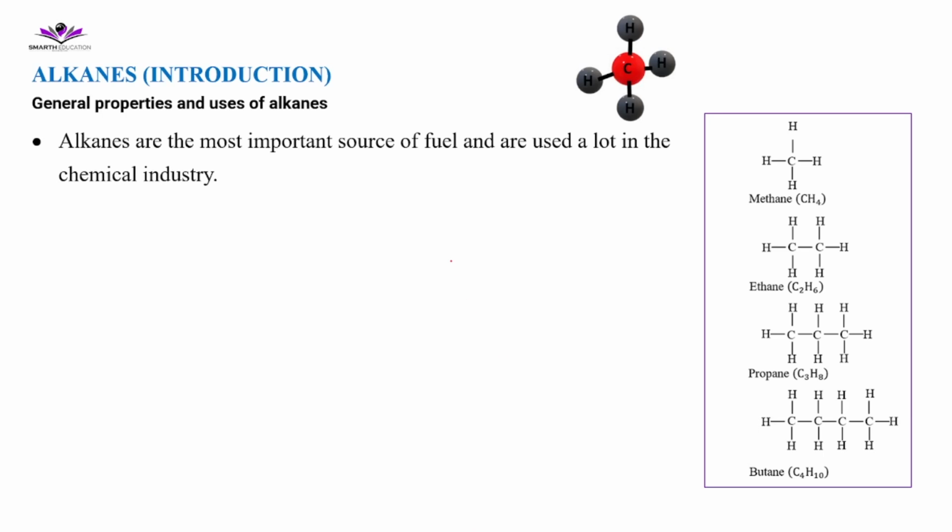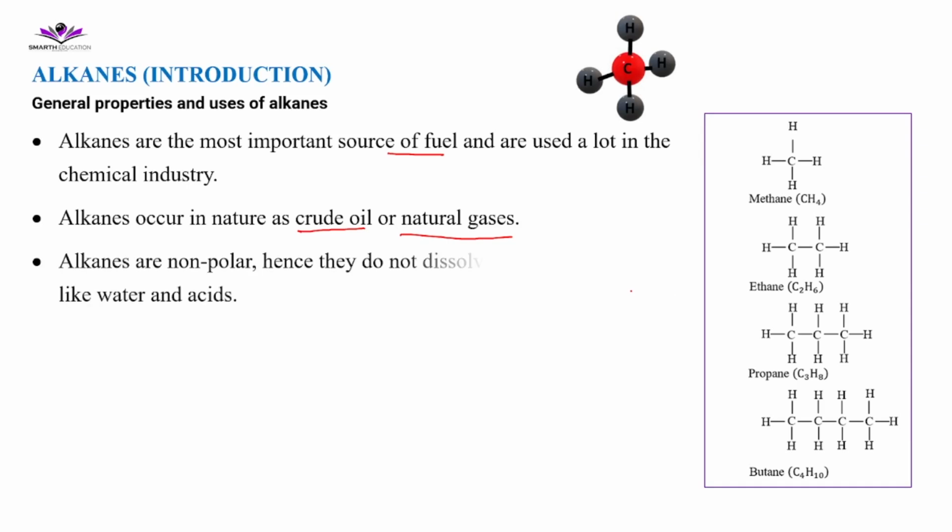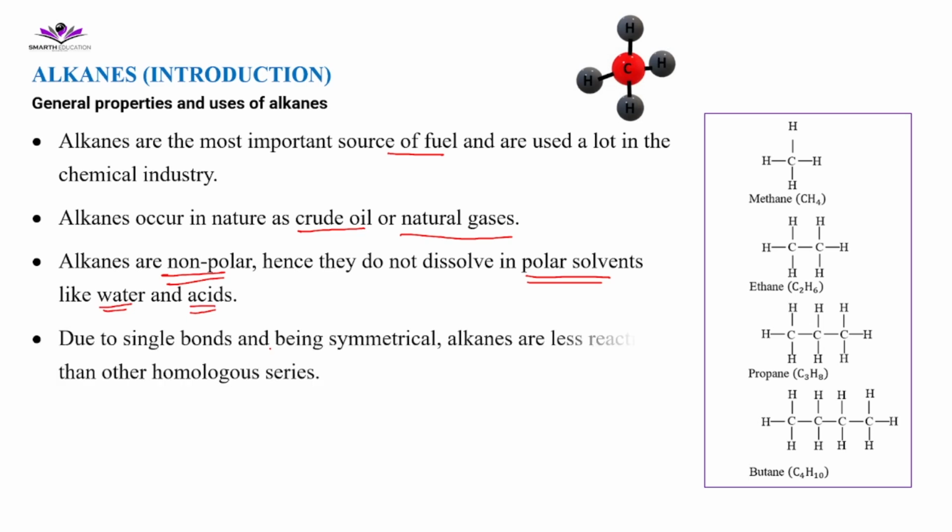These are the general properties and uses of alkanes. Alkanes are mostly used as a source of fuel and they are used a lot in the chemical industry. Alkanes occur in nature as crude oil or natural gases. Alkanes are non-polar. We're going to discuss more about these properties. Hence, they do not dissolve in polar solvents, I mean solvents like water or acids. So alkanes do not dissolve in polar solvents since they are non-polar.